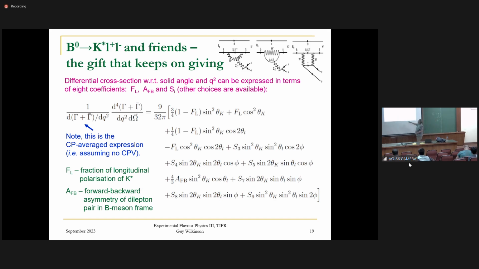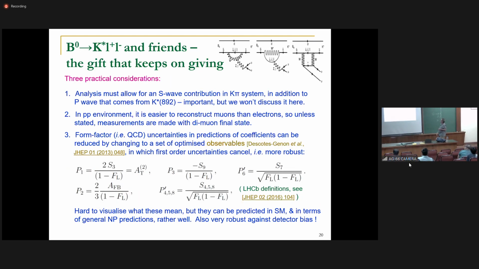Also involved is the fraction of the longitudinal polarization of the K star, and this AFB. This is the forward-backward asymmetry of the dilepton pair in the B meson rest frame. But there's also all these coefficients in front here. So in principle, you can measure these coefficients and you can compare them with what the standard model says they should be. So people have had a lot of fun doing this.